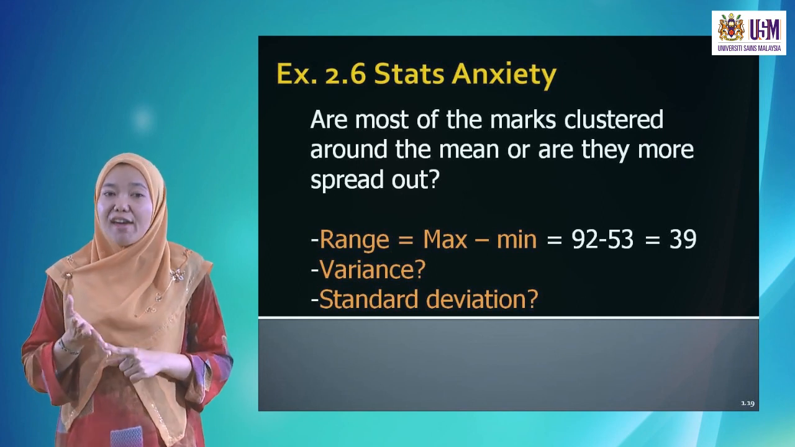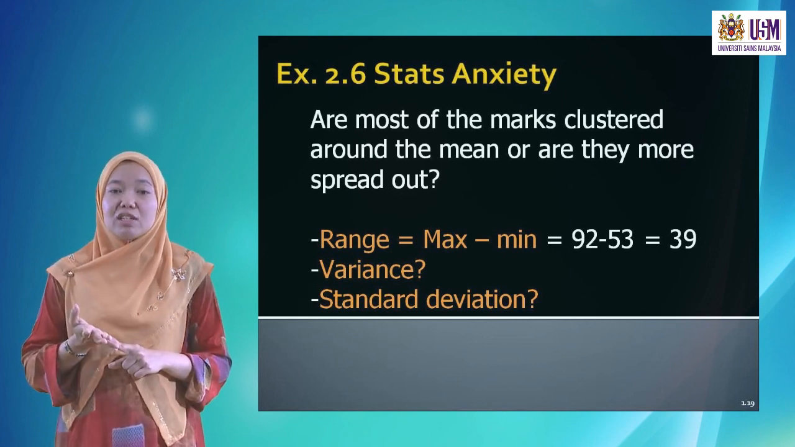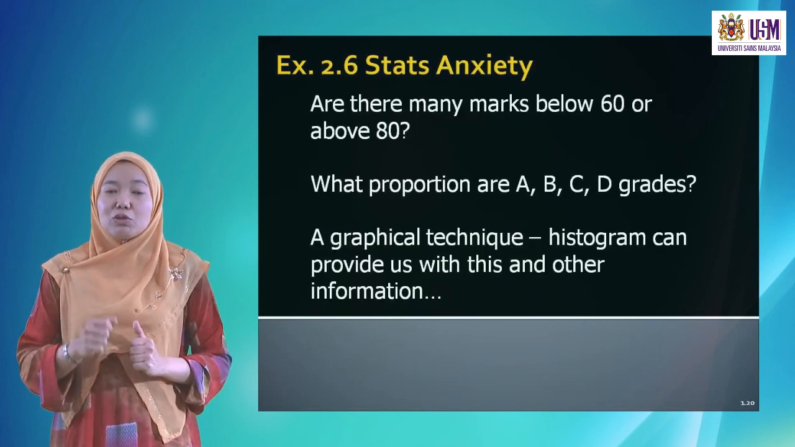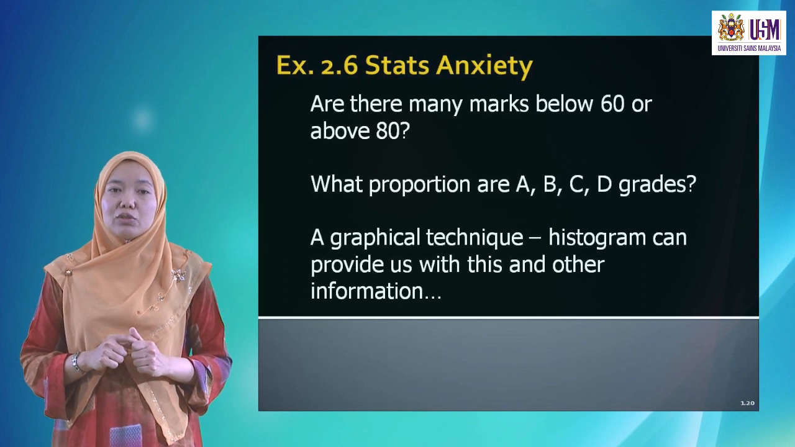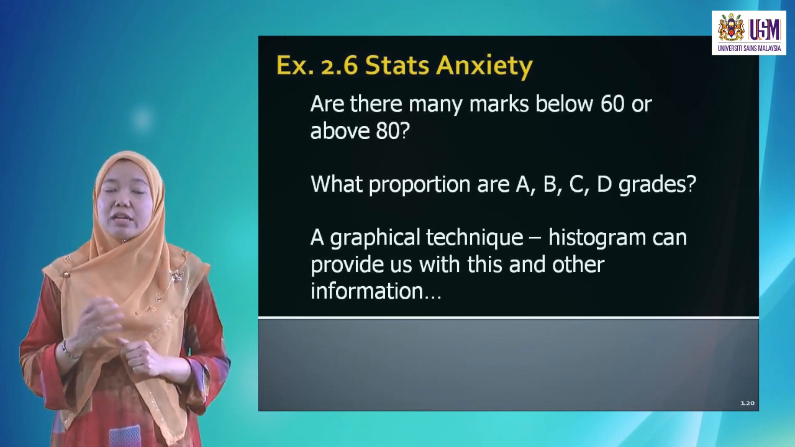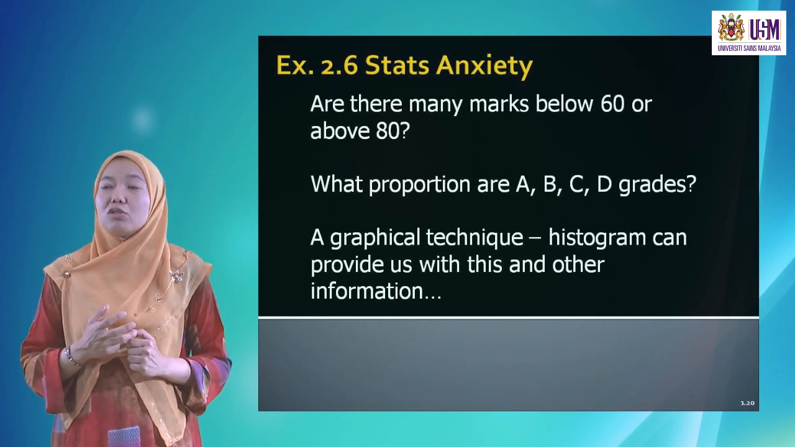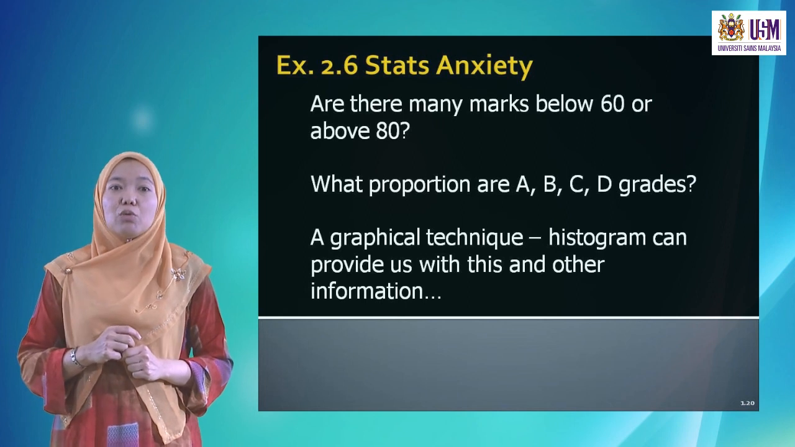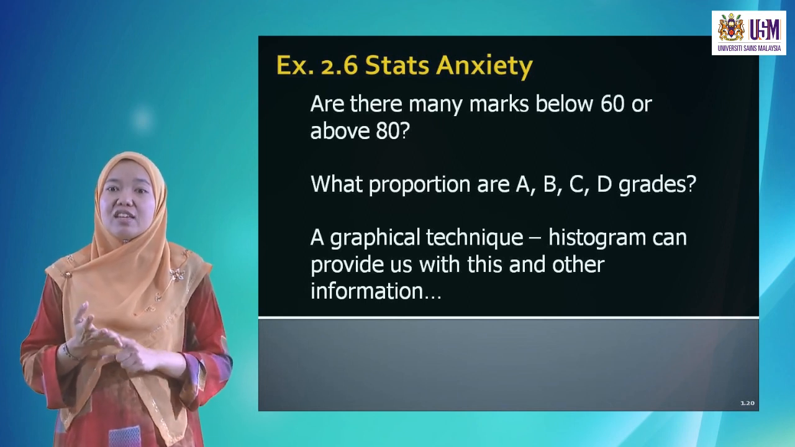What about variance? What about standard deviation? Those are the things that we are going to learn. Other questions that you might be interested to know are, for example, are there many marks below 60? How many students got above 80%? Those are considered distinction students. What about the proportion of A, B, C, D grades?